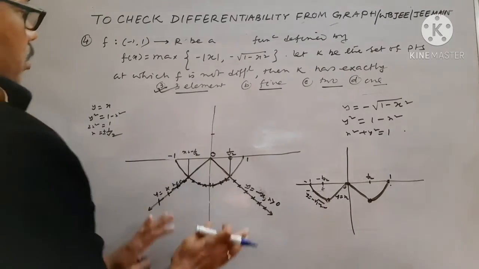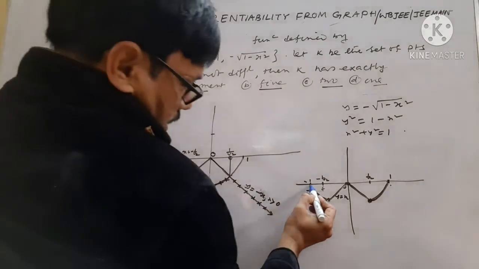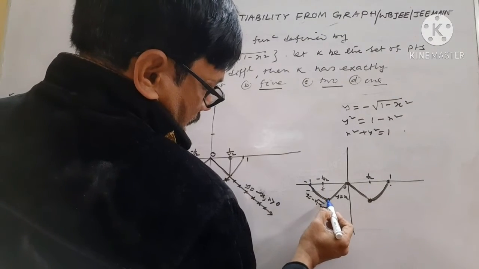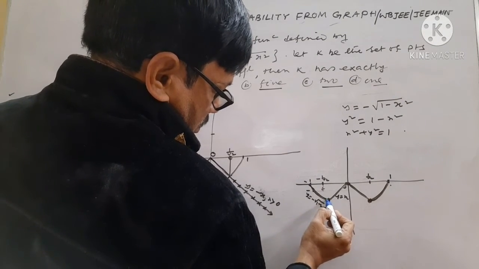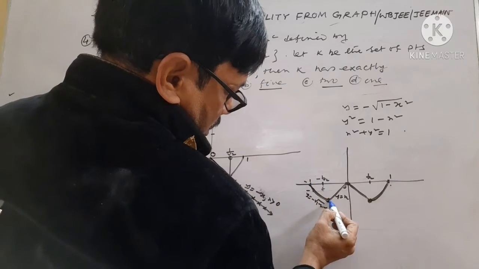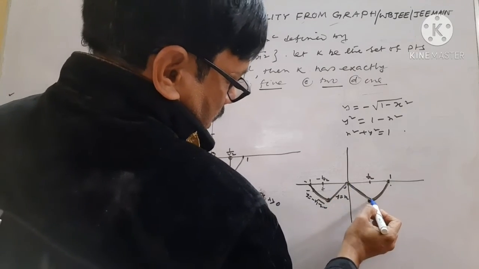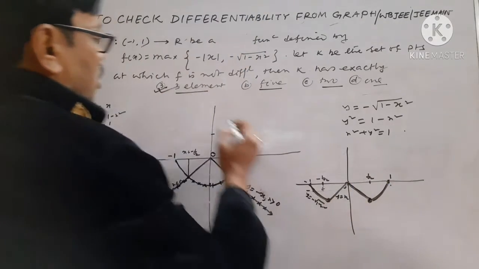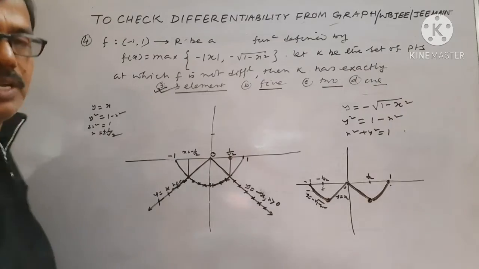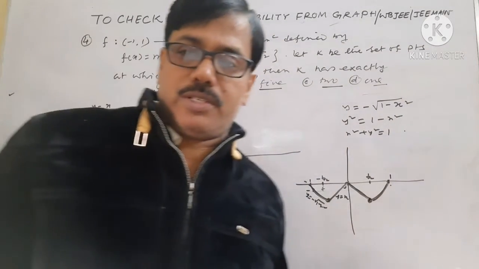So draw the graph, then maximum value. So this is our final graph. So this is one point where it is not differentiable. This is circle part and this is straight line. Here it is sharp, y equals to minus mod x, and here also. So we are getting 3 points. Not differentiable at 3 points.